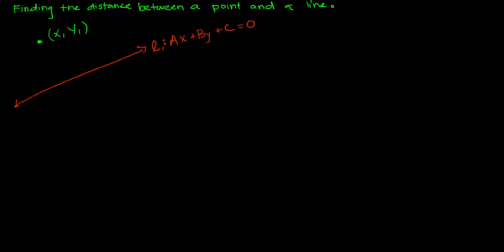What we're going to be doing is trying to figure out the distance between a point and a line. So this is essentially what we have. We have the point right here, (x1, y1), and we have this line right here.